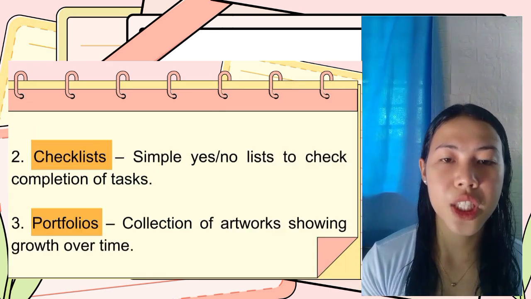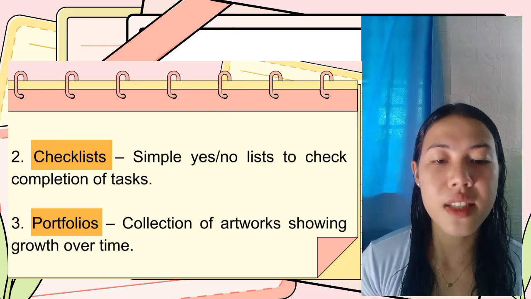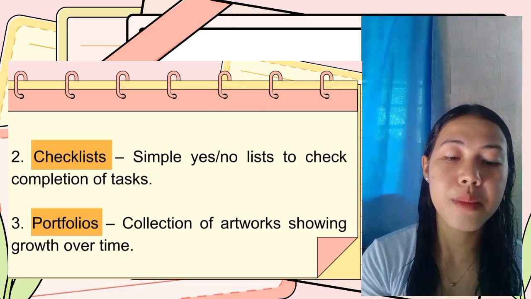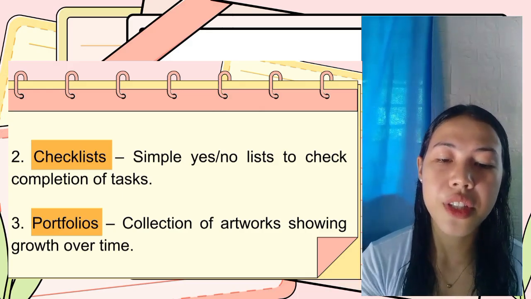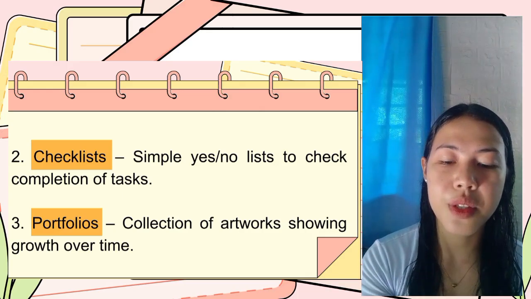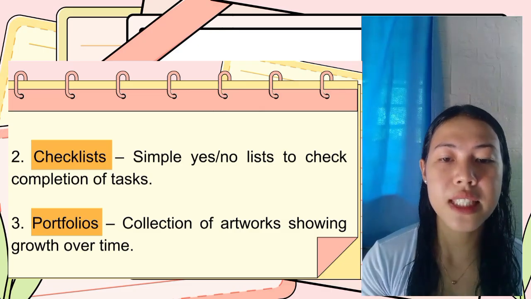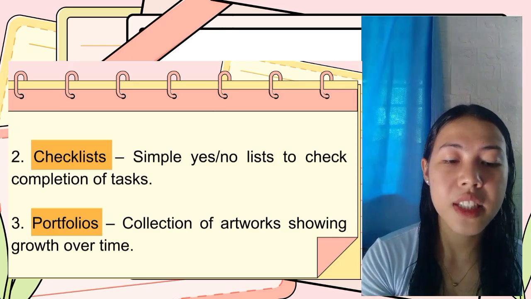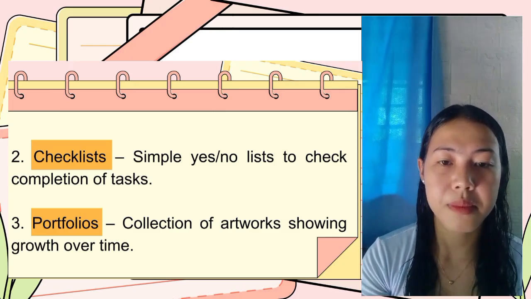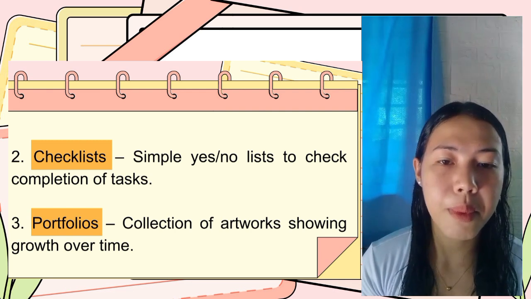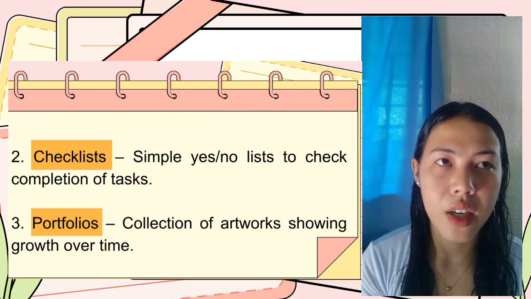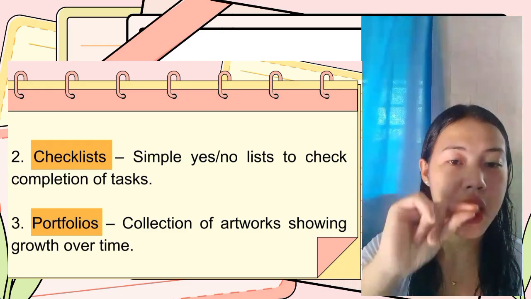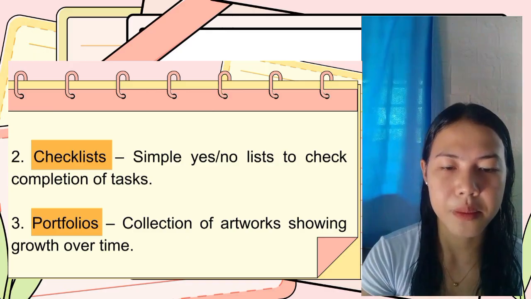So next is checklist. Simple yes or no list to check completion of tasks. So checklists are simple tools used to mark whether certain tasks or steps were completed. So for example, ang teacher kay nagpadaog materials para sa inyuhang artwork. So, for example, nagpada siya og pencil or color. So, kung unsa ang imuhang gida, so iya ra pud to checkan dito nga maora na ang imuhang gida.